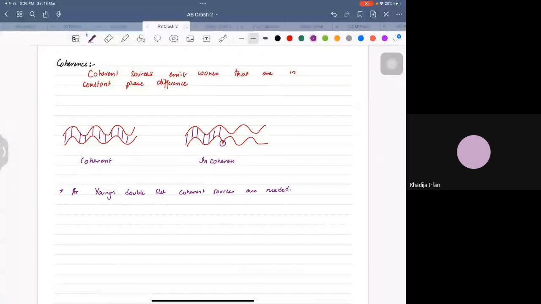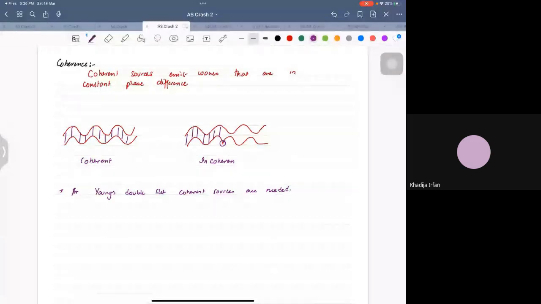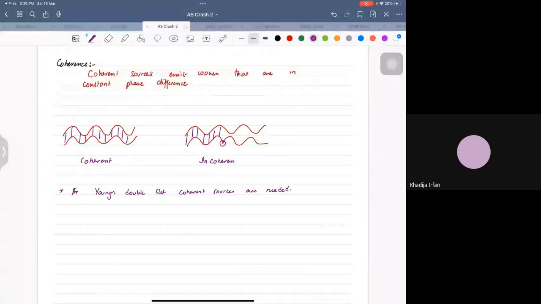So can you explain why they're needed? Sorry, come again? Can you explain why they're needed for the Young's double slit? I'll show you why. Double slit has a certain pattern. It makes an interference pattern. We need to create that in order to analyze certain things, and for that coherent sources are used. I'm going to show you that in a bit. Okay, should I go forward? Yes, sir.